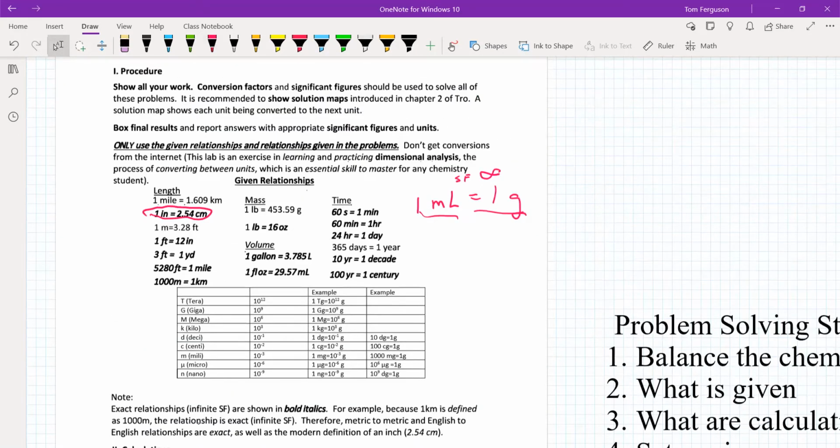Do we have a conversion factor that goes directly from pounds to grams? Yes, we do. So how many steps is this problem? One. Okay. So if you don't have one that goes directly, it's going to be a multi-step problem. So, 453.59.